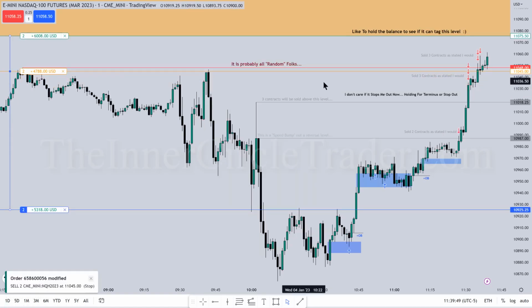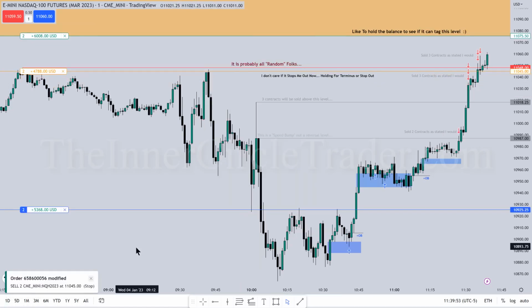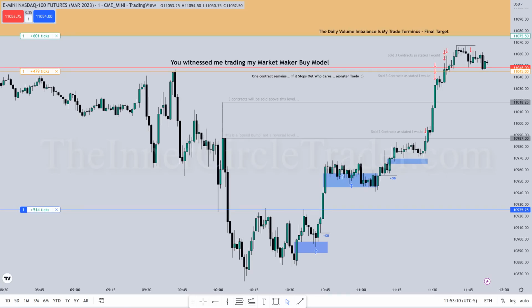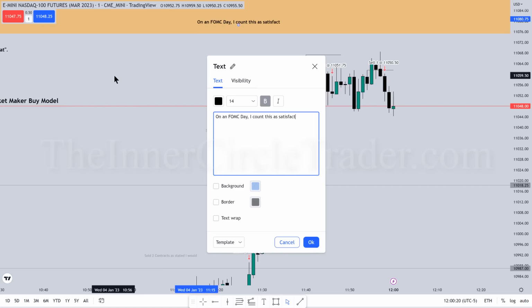So I mentioned here, I don't care if I get stopped out. And now I'm moving a stop up aggressively. So again, the point is I've already taken the portion of the trade off that would be, in my opinion, the bulk. So it came real close to my stop loss. And in Forex, that would have stopped me out. That's the difference in the markets. These are a lot more forgiving and more precise than Forex. So for an FOMC day, I call this satisfactory.